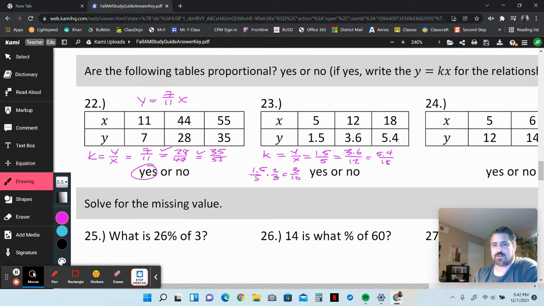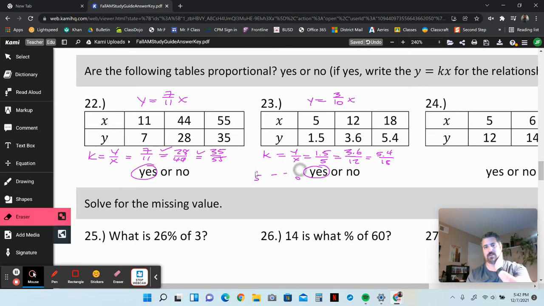So that k is always going to be equal to 3/10. So this is going to be a yes for sure, and it's y equals 3/10 of x, or 3/10 x, okay? And that's how you do it. I'm going to erase the extra stuff you don't need. You guys get it, and let's move on.